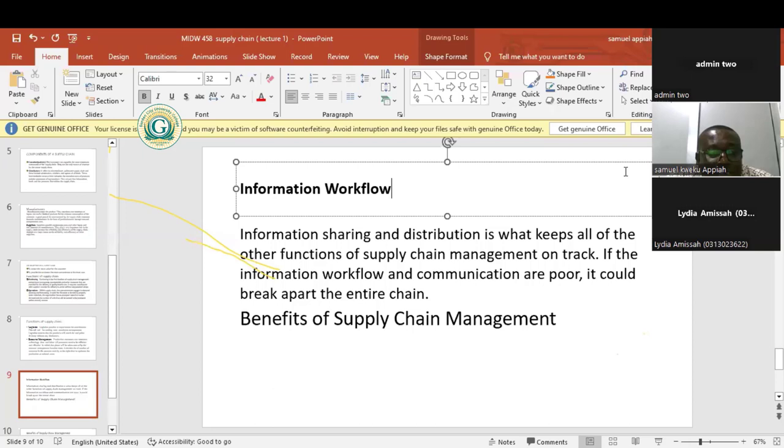So why do we say that information distribution or information sharing keeps all the other functions of supply chain on track? Let us pick purchasing. How does information sharing put purchasing on track? Who can assist me? We're saying that information flow and distribution help keep all the other functions of supply chain management on track. The question is, how does information flow put the purchasing function on track?